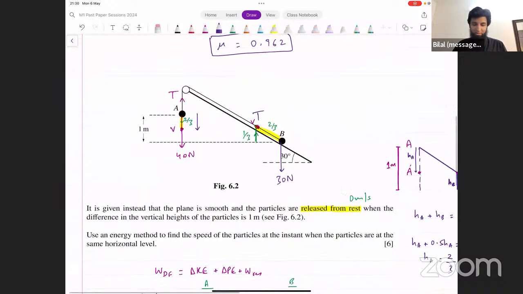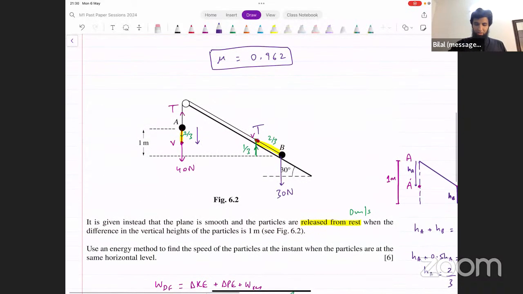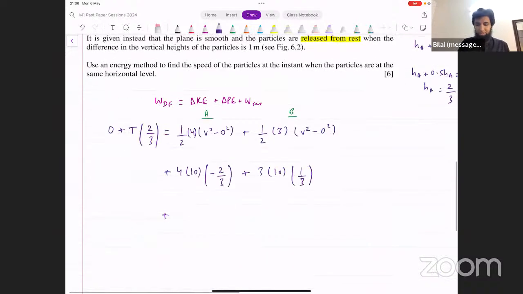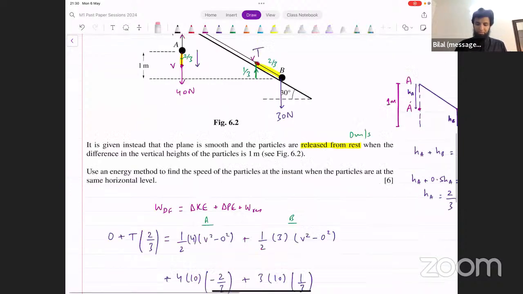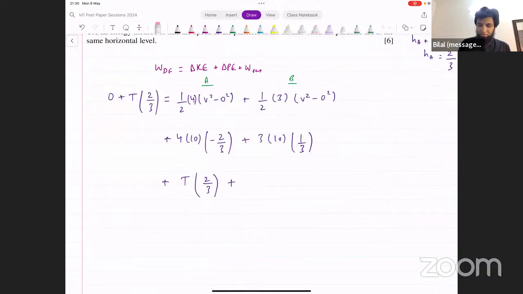What's the work done against resistance now? A is moving down the plane. This tension is acting as resistance for A, right? So we would say that's T into 2/3, plus work done against resistance for B. There's no resistance for B. There's only weight component that's opposing B. And we don't consider weight as either driving force or tension. So we're not going to consider that. Okay, so that's a 0.